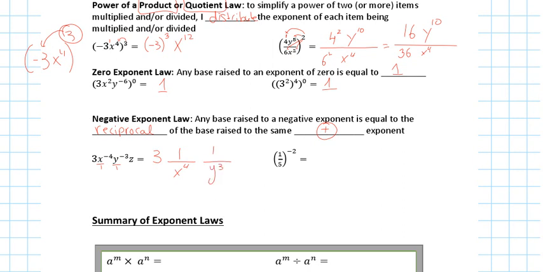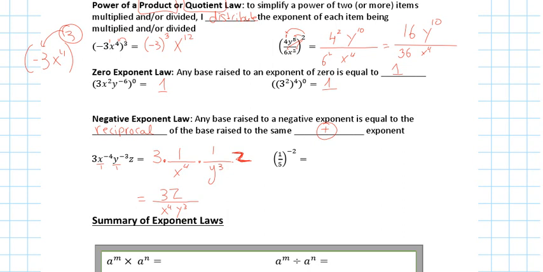So I can leave my answer like this, but which way do you think looks better? 3z over x to the 4 y cubed, or what you've seen on the top? Which one looks better? What I just wrote. Okay? Now, how do I know to write it this way? If you look at this, this is multiplication, right? When I'm multiplying fractions, I multiply my numerators. So 3 times 1 times 1 times z, that's 3z. And I multiply my denominators, which is basically x to the 4 y cubed.